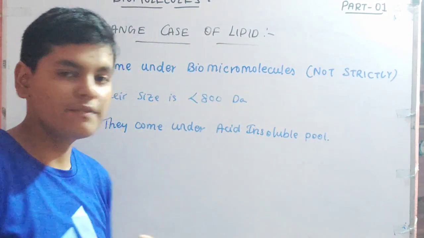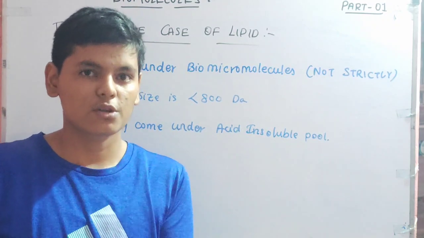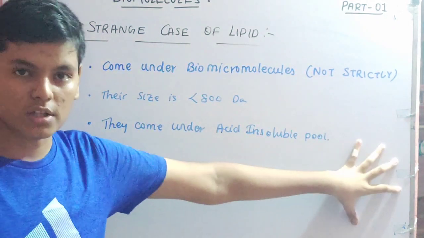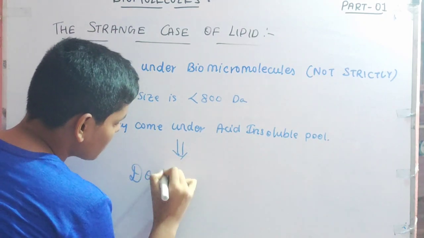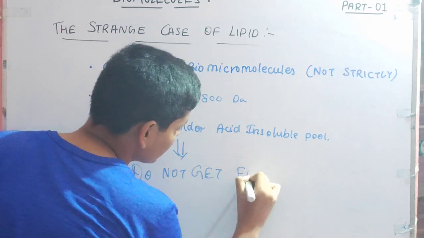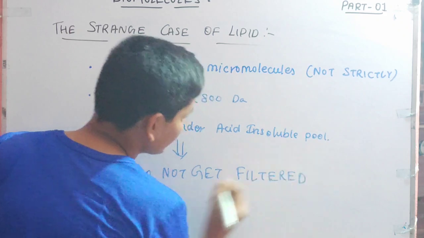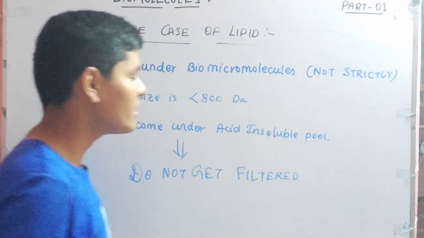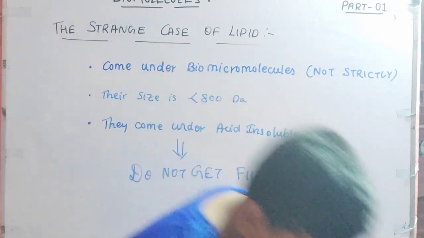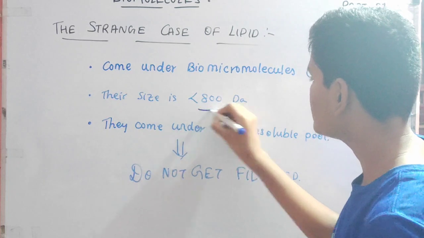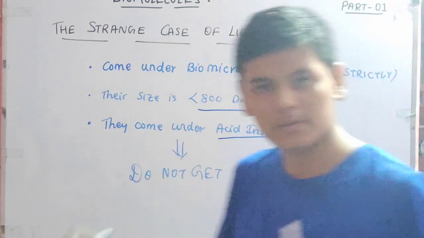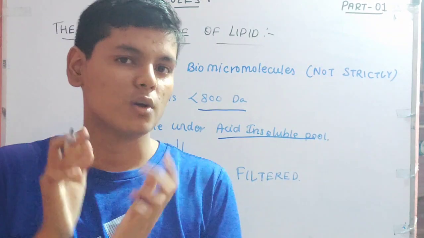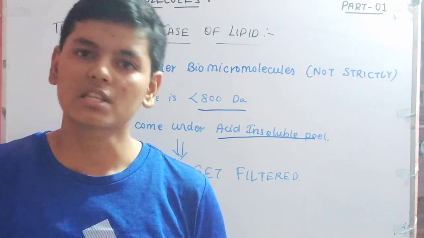So what do you mean by this? When we took that slurry and filtered it through the cheesecloth, we found that even though the size of lipid is less than 800 daltons, they still remain in the acid insoluble pool. That is, they do not get filtered. So why do they not get filtered? It is because they come under the acid insoluble pool, but it does not mean that they have a large size. Even though their size is less than 800 daltons, they come under the acid insoluble pool. So that is why lipid is a strange case. Exceptionally, we take it under biomicromolecules, but strictly they are not under biomicromolecules or biomacromolecules. This was about the strange case of lipid.